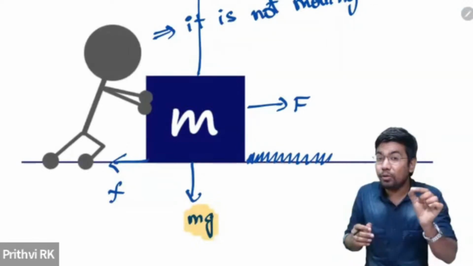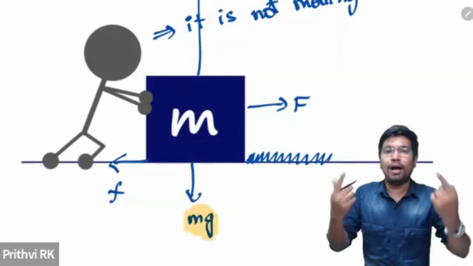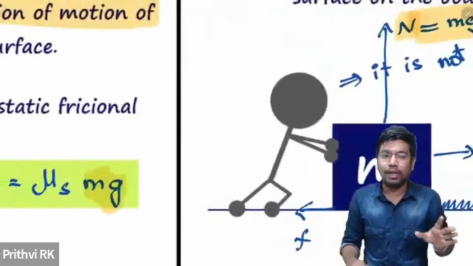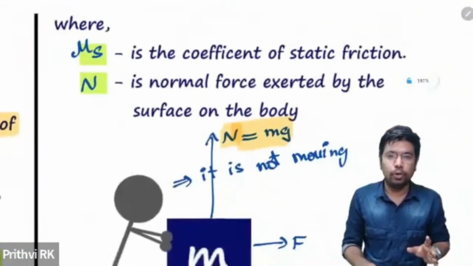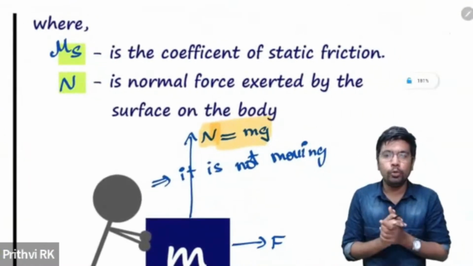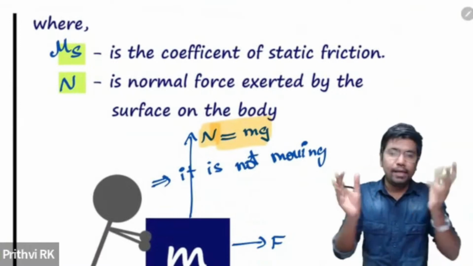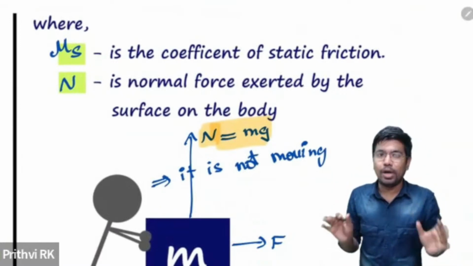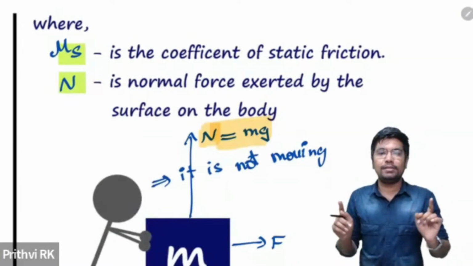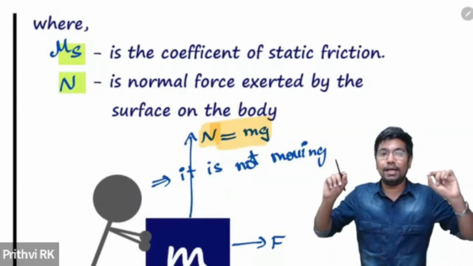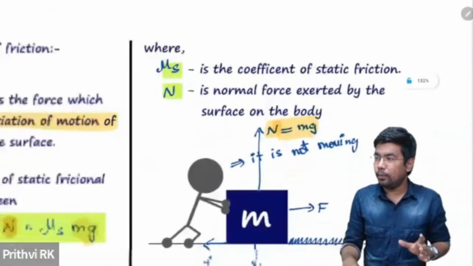So the surface has some particular property. That property will increase or decrease the friction. That measurement is what we call mu s. You can note it down if you don't know: mu s is the coefficient of static friction. They might ask it as a theory question also, so it is good that you note it down. And what is N? N is the normal force exerted by the surface on the body.